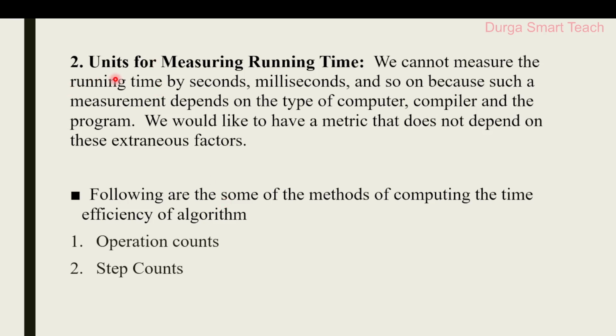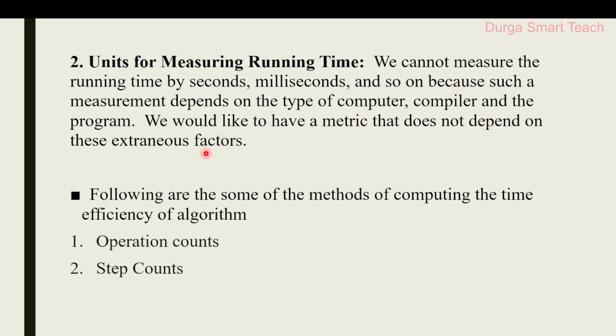The second one is units for measuring running time. We cannot measure the running time by seconds, milliseconds and so on. Why? Because the time is dependent on the computer, compiler and the program. So we cannot say this program is taking 10 seconds or 20 seconds, as that can vary from one system to another system. That's why it is not possible to measure time by seconds, milliseconds and so on. So we would like to have a metric that does not depend on these extraneous factors.